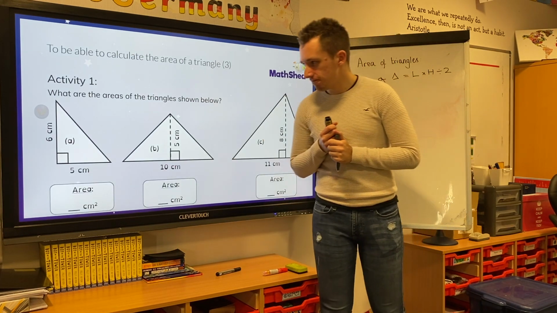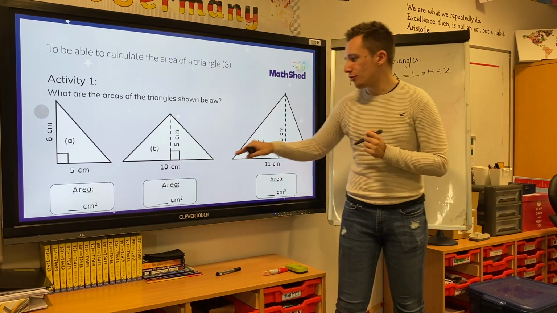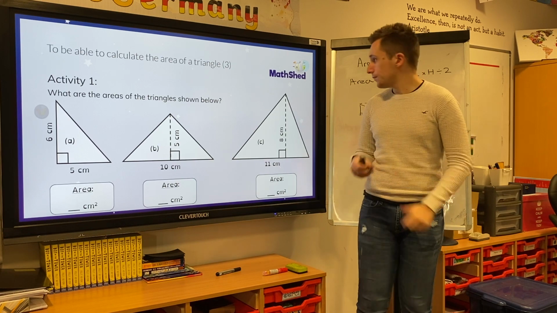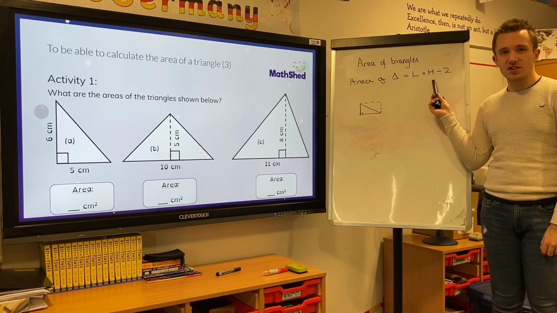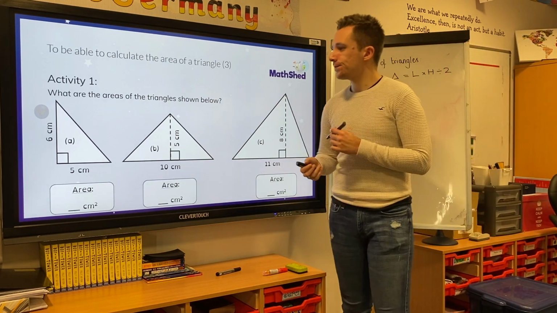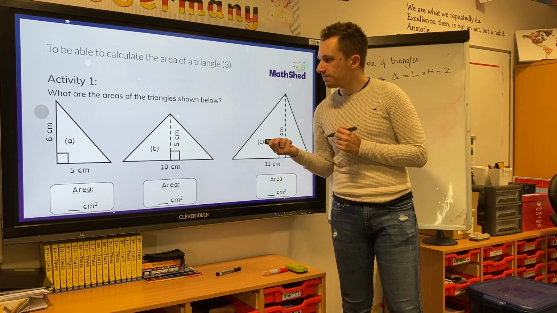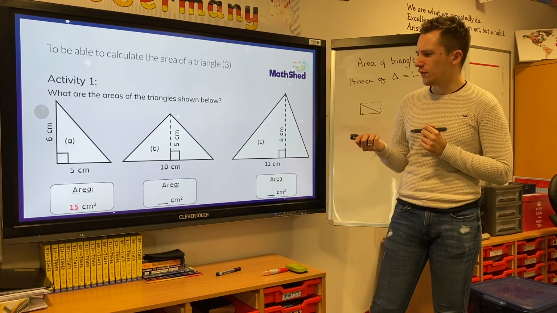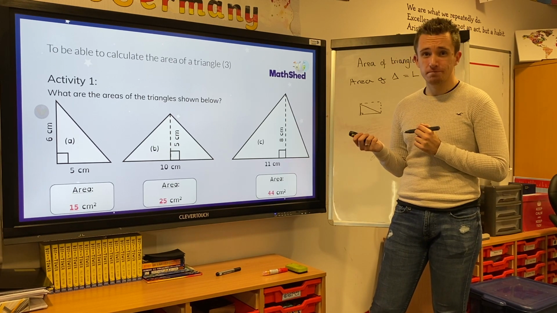Activity 1 then is I'd like you to have a go, please, at finding the area of these 3 triangles. Remember, length times height divided by 2. Off you go. Okay. First one's 15, 25, 44.